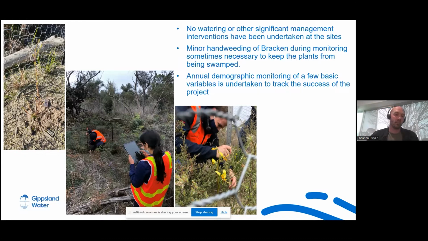So really the only intervention that we've had in these is hand weeding a little bit of bracken now and again. It tends to get pretty thick in there without animals passing through. So whenever we're out there doing the monitoring, we'll pull out a bit of bracken and open it up for the plants, but otherwise pretty much maintaining the fences and that's about it.